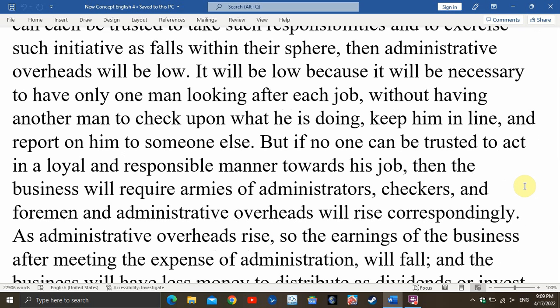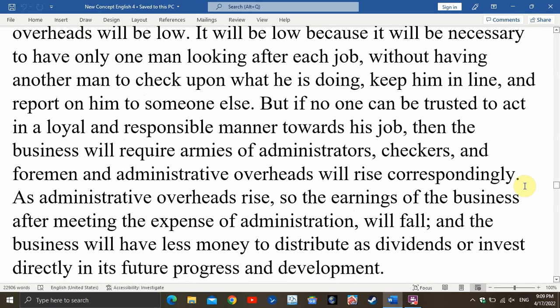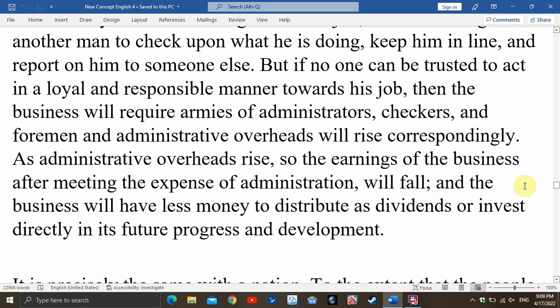But if no one can be trusted to act in a loyal and responsible manner towards his job, then the business will require armies of administrators, checkers, and foremen, and administrative overheads will rise correspondingly. Correspondingly, sorry, I read this word wrong. It's correspondingly, not correspondently. Correspondingly.